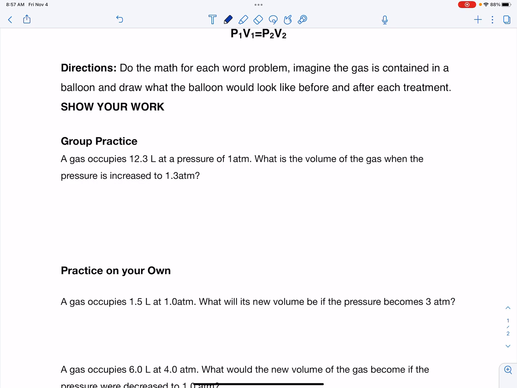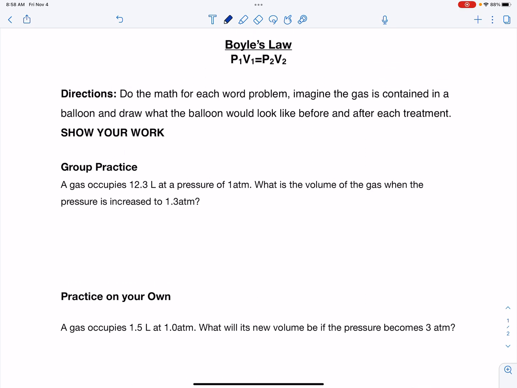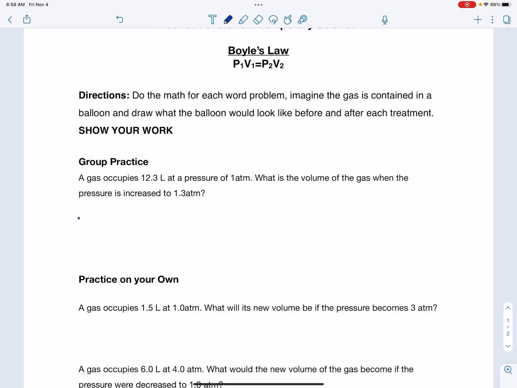So here we go. The first problem says a gas occupies 12.3 liters at a pressure of 1 atmosphere. What is the volume of the gas when the pressure is increased to 1.3 atmospheres? So first things first, let's identify the variables we know and the variables we don't know.